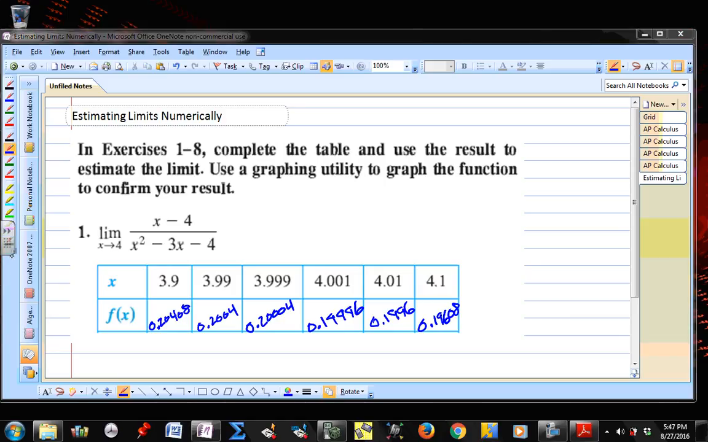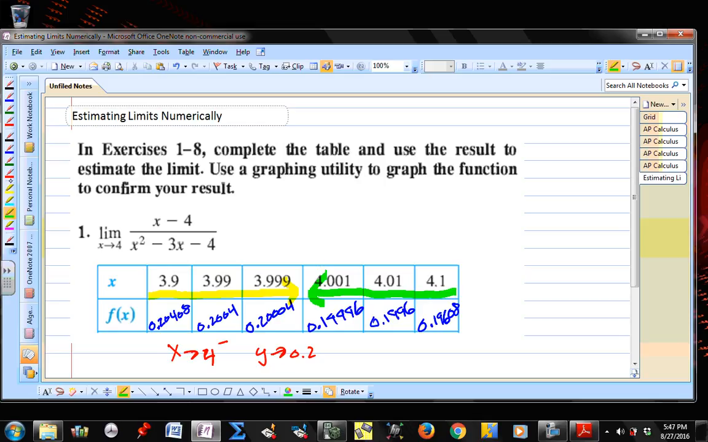All right. So let's take a look and see if we can identify a pattern here. As x approaches 4 from the left, our y values seem to be approaching 0.20000004. As x approaches 4 from the right, our y values, let's see, 0.19608, 0.1996, 0.19996. Looks like each time we get more accurate, we get more 9s.